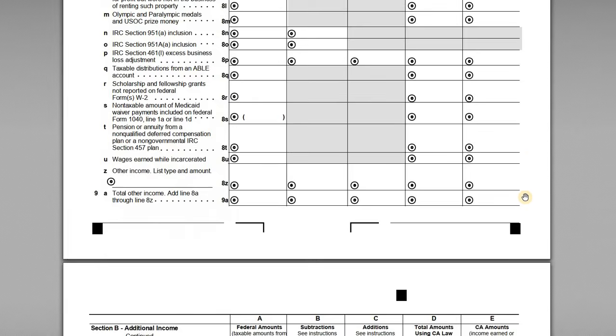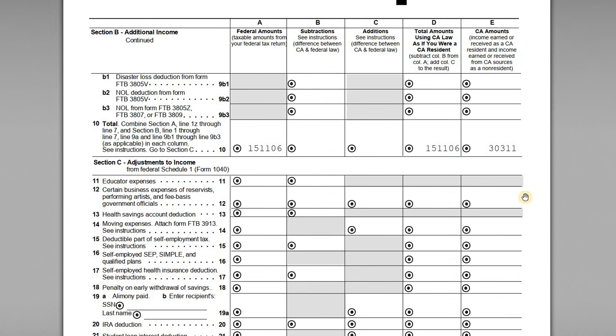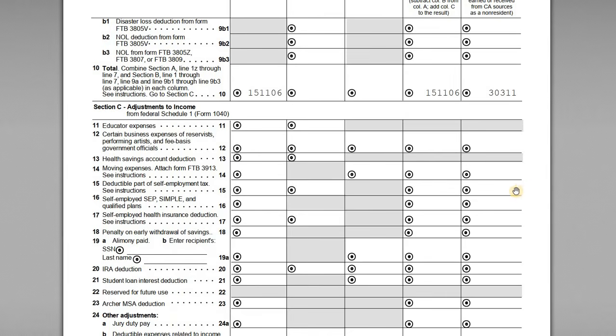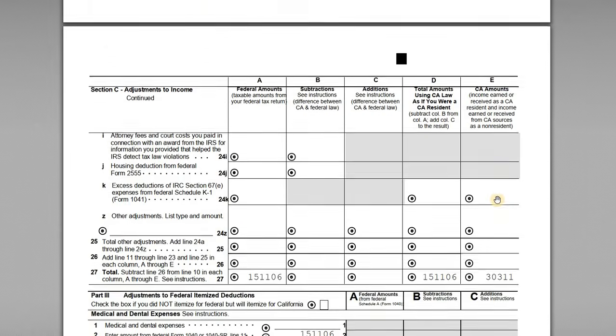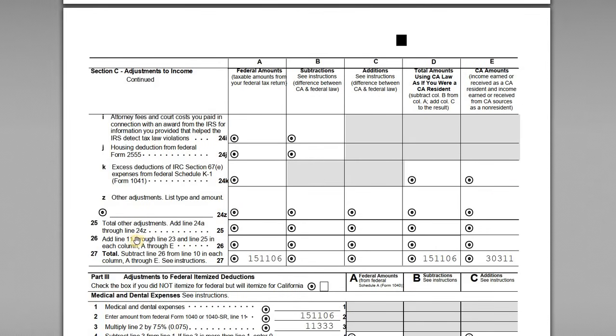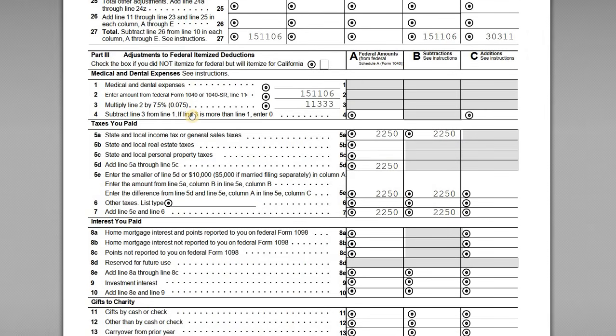Now the rest of this schedule is going to be fortunately blank for us. Keeps it pretty simple because again, Emily doesn't have any of these kind of adjustments to income or other unique items. So when we look at the totals here on line 27, the total amount of income, right? Total, so that's CA and non-CA sources, 151,106. And the California source income is $30,311.